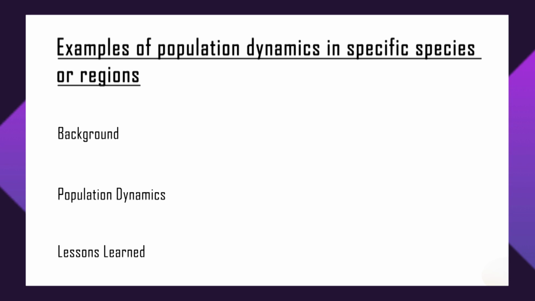The third case study is the demographic transition in Japan. The background is that Japan has undergone a demographic transition characterized by declining birth rates, an aging population, and societal shifts. Low birth rates and longer life expectancies have led to the aging population. The impacts include a shrinking workforce, increased demands for elderly care, and changes in family structures. So what are the different lessons learned in this case?